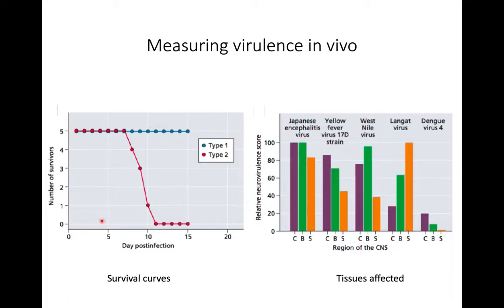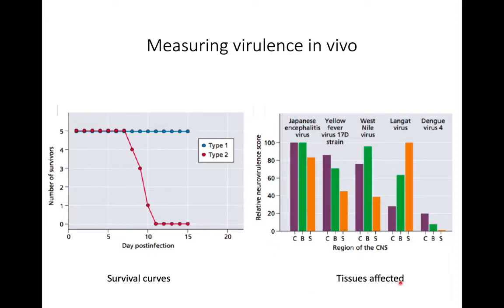So I have two different graphs here. One really easy way to measure virulence is to simply do a survival curve. So in this little graph, we've got some mice that have been infected with virus type 1 and virus type 2. We can see that with infection with virus type 1, all of the mice live. With virus type 2, they are all dead by 10 days post-infection. So that's a really easy measure of virulence. Do the animals live or do they not live?